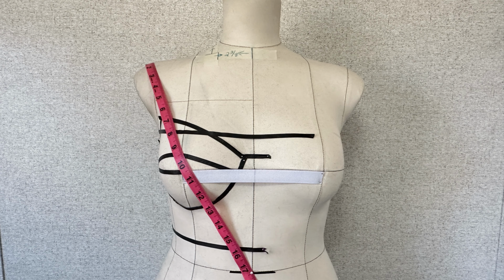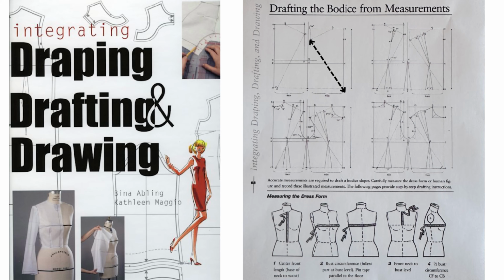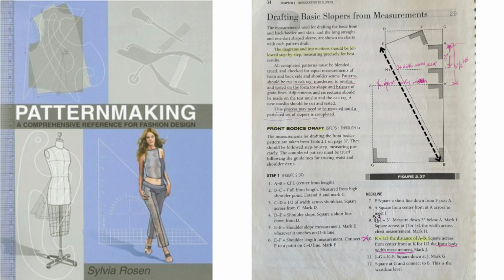These are some examples. This is Patternmaking for Fashion Design. Then Draping, Drafting, and Drawing, which is one of my favorites, and then Patternmaking from Sylvia Rosen. There are probably more books that will tell you to find the shoulder slope like this, but I only bought these books that have this formula.